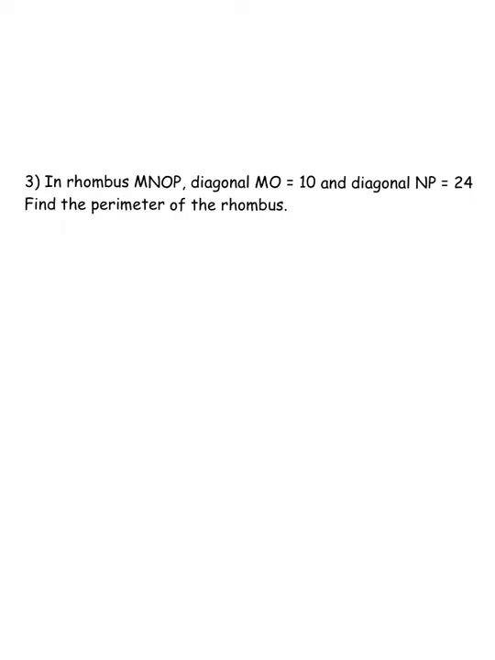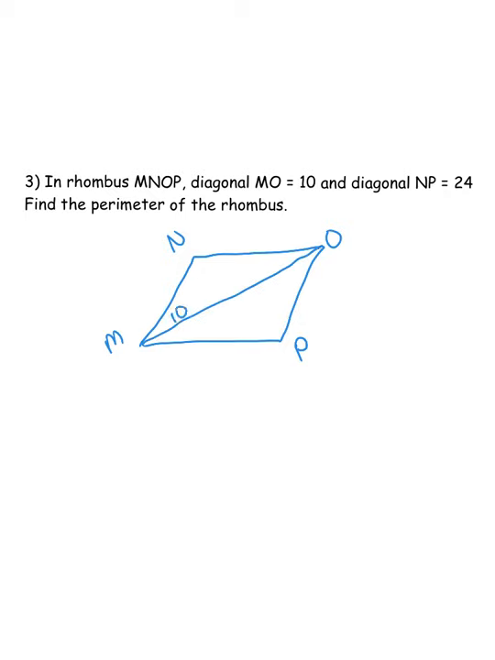Number 3, it says in rhombus MNOP. So again, we're going to start by drawing ourselves a rhombus, and we're going to label it MNOP. Diagonal MO is 10. So I'm going to draw that in and put a 10. And it says diagonal NP is 24. It says find the perimeter of the rhombus. So vocabulary, perimeter means add all 4 sides, which means I need a side. Technically, because it's a rhombus, all 4 sides are equal.